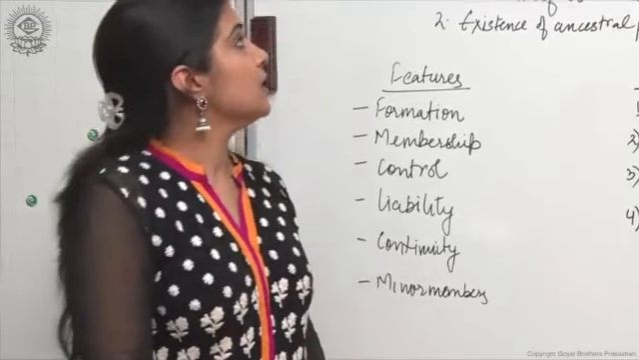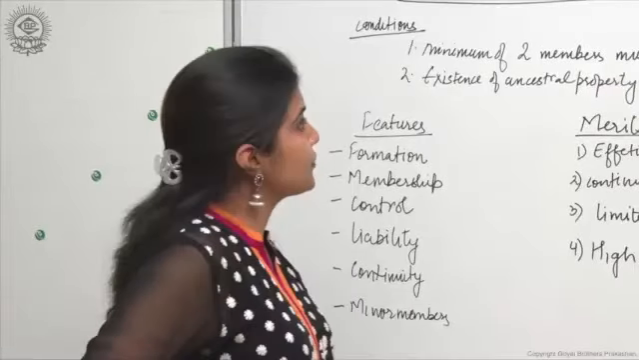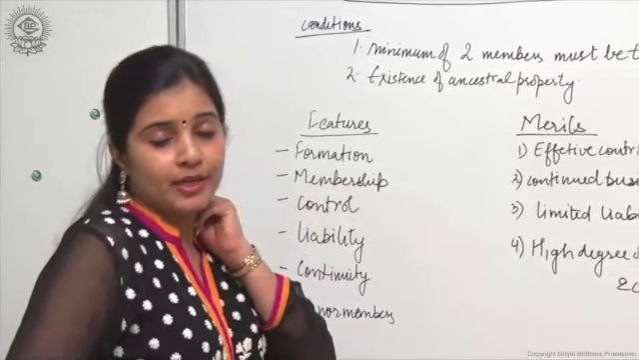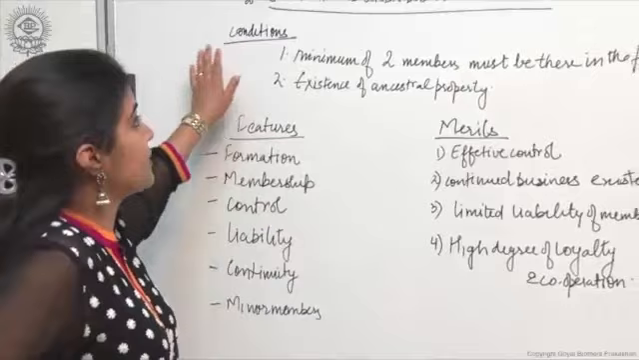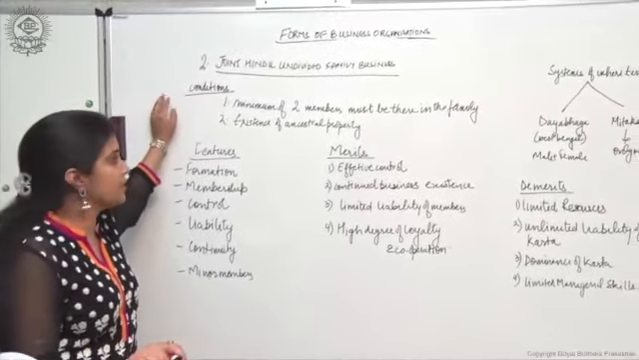Alright, now after having done the sole proprietorship form of an organization, the second option that a proprietor has is starting up as a joint Hindu undivided family business. This is the second form of organization.